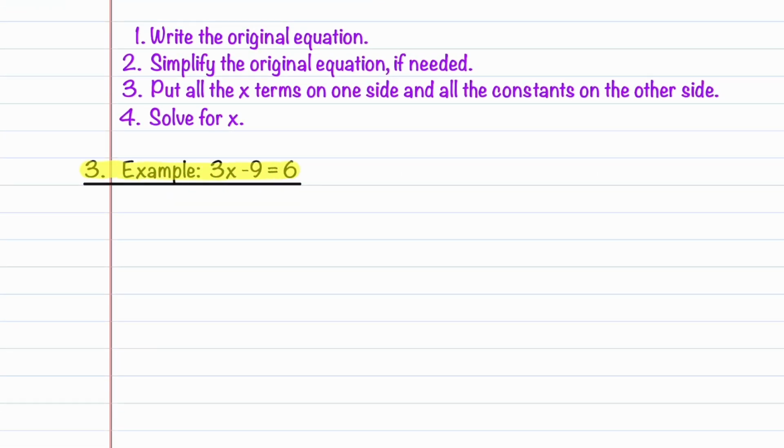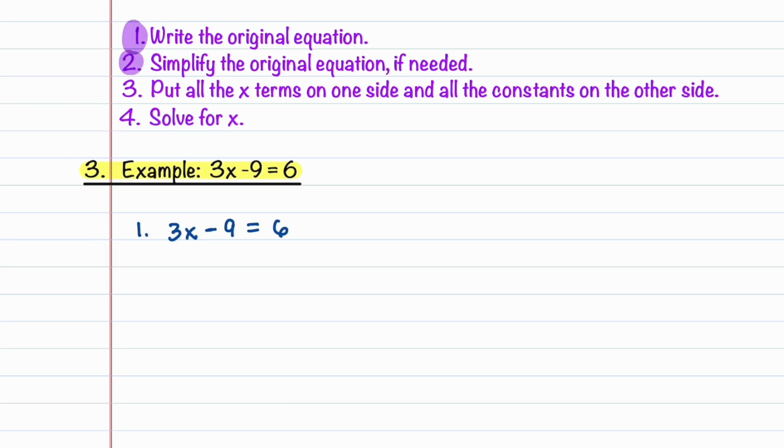Let's solve our first example. Our first step is to write the original equation. Our original equation is 3x minus 9 is equal to 6. Whenever you write the equation, make sure to glance back up or glance back in your book and make sure that you've copied down the equation correctly.